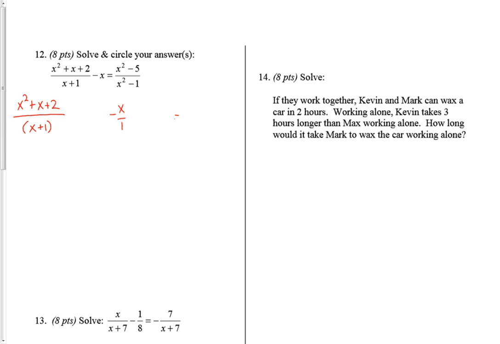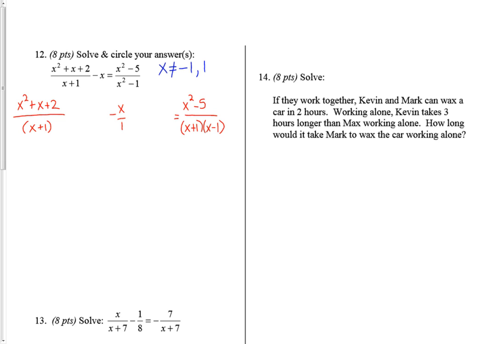And over here in my last fraction, I have x squared minus 5. If I factor the bottom, x squared minus 1, that factors into x plus 1 times x minus 1. So I can tell I'm not allowed to divide by 0. I've got to double check in this problem that x cannot be equal to negative 1 or positive 1. If I get that as an answer, I'm going to have to go back and cross it out.